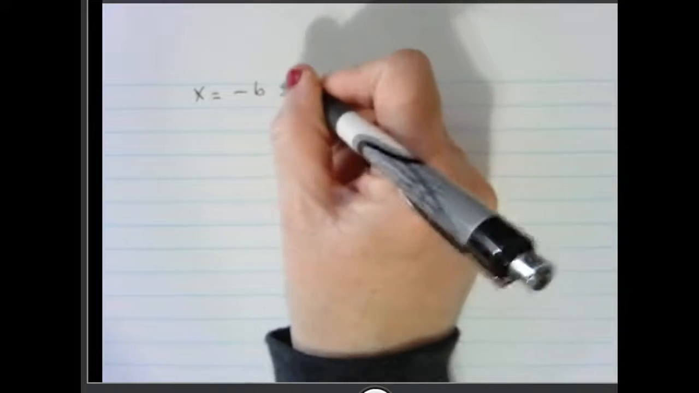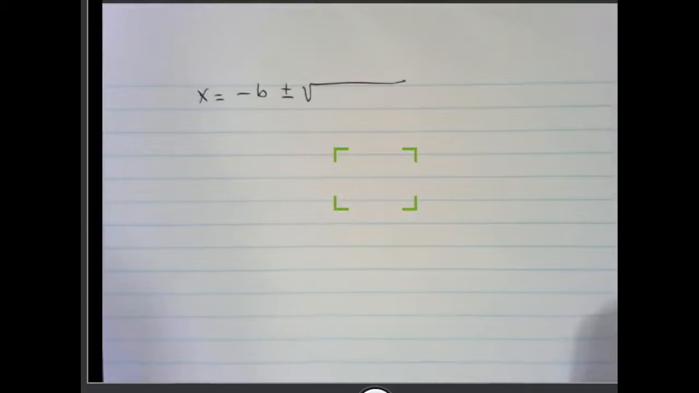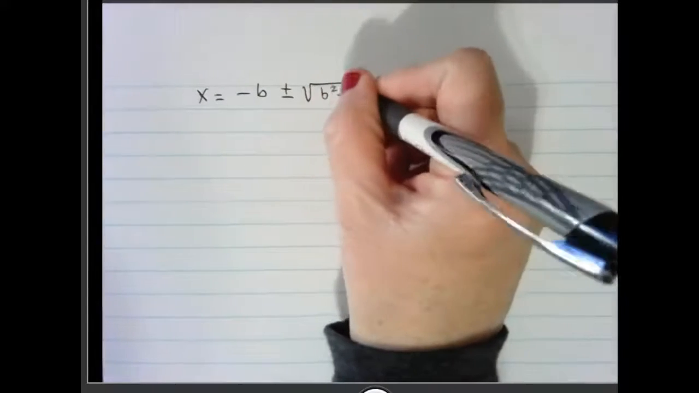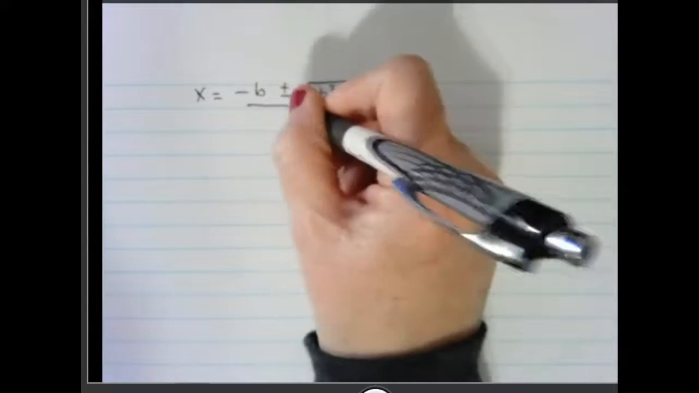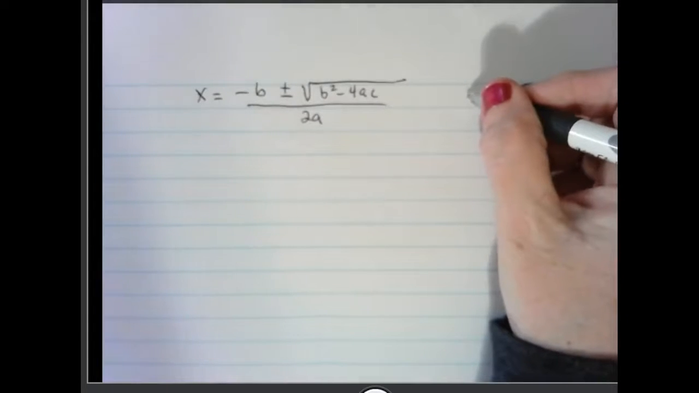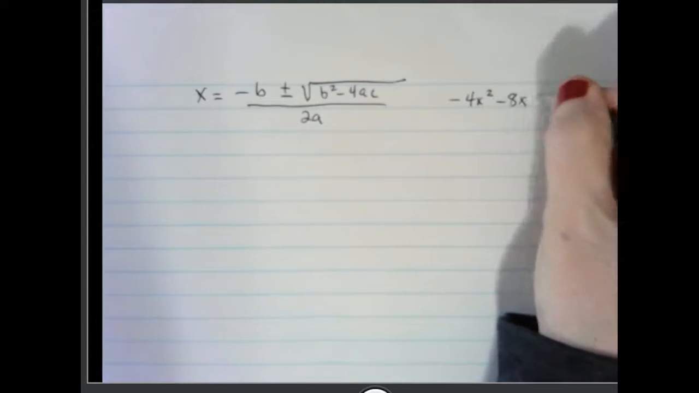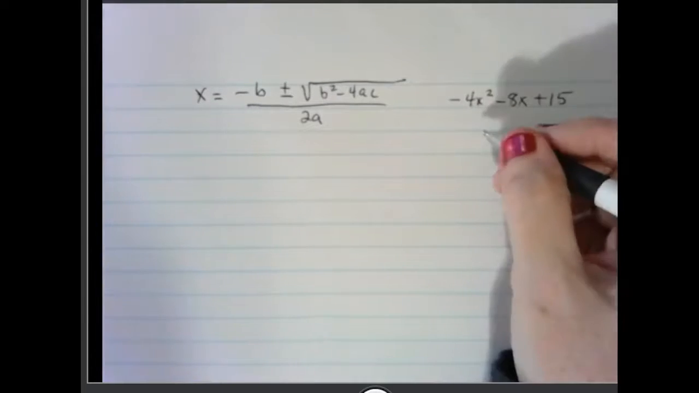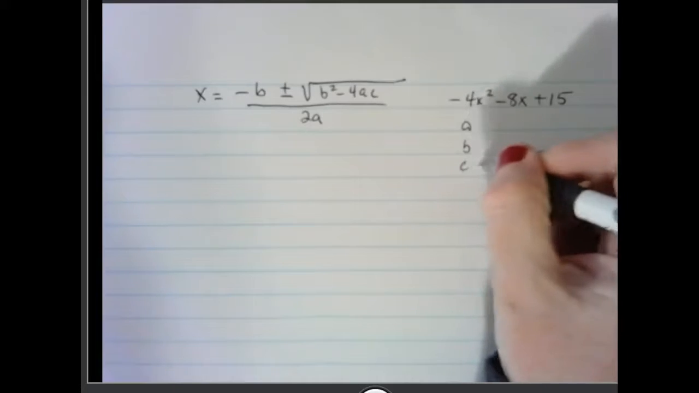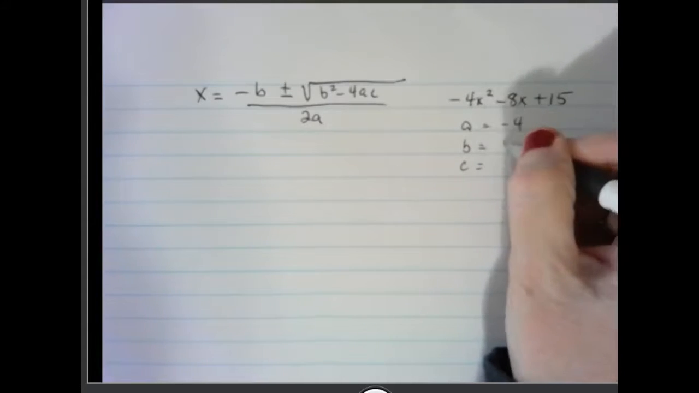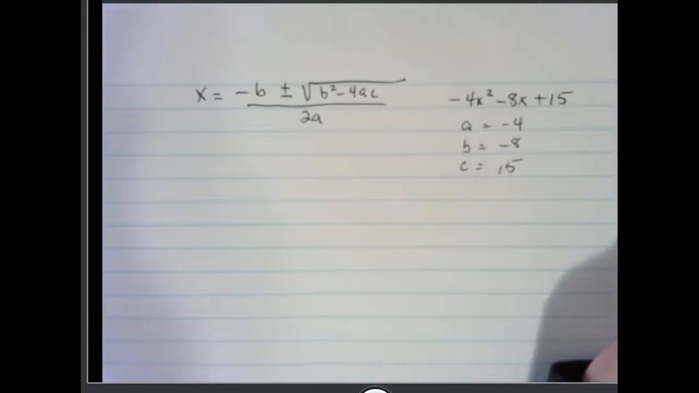And remember what our quadratic formula is. X equals -b plus or minus the square root of b squared minus 4ac, all over 2a. And we're working with -4x squared minus 8x plus 15. I need to know my a, b, and c. -4, -8, and a positive 15. So let's plug in what we have.